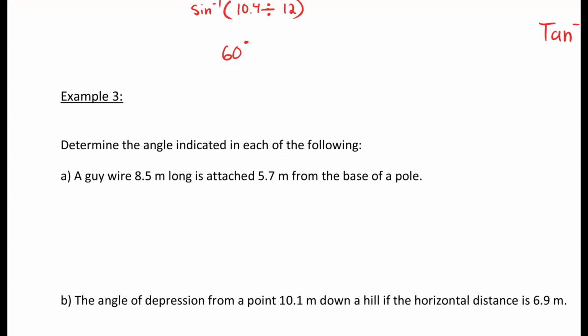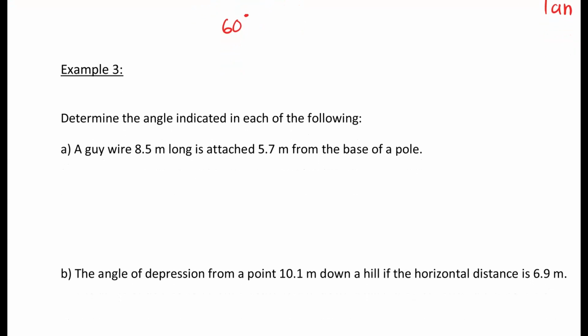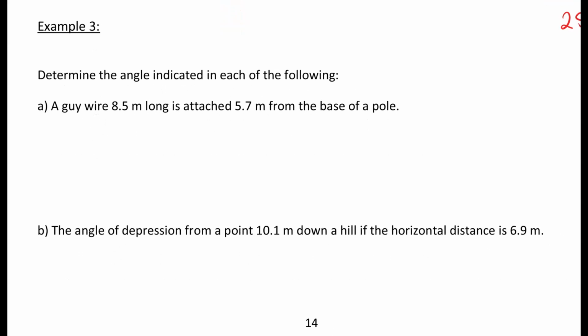Looking at example 3 now, it says to determine the angle indicated in each of the following. So we have an example where a guy wire 8.5 meters long is attached 5.7 meters from the base of a pole. We have two measurements that are given to us here.